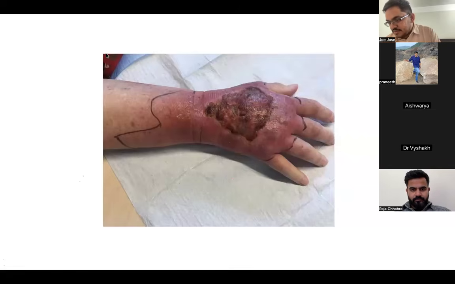Dexrazoxane 1000 milligram IV on day one and day two, and 500 milligram IV on day three. It should be given within 6 hours of the extravasation, right? And what is the mechanism of action of dexrazoxane? Dexrazoxane is an ion chelator. It will prevent free radical related injury by anthracyclines. It's a free radical scavenger as well, right?